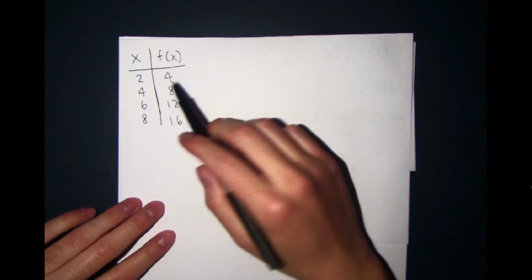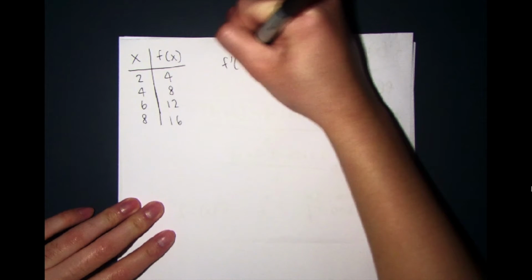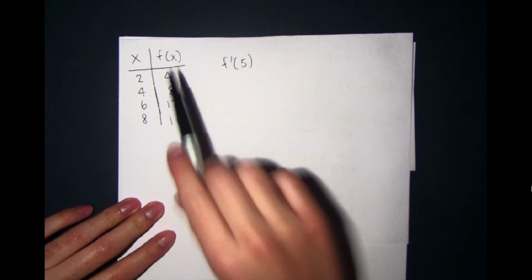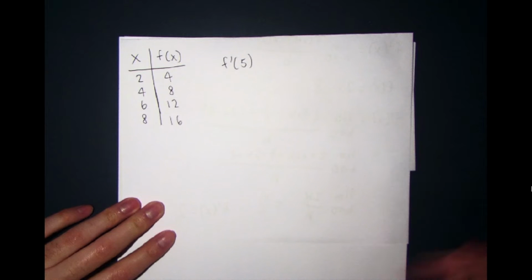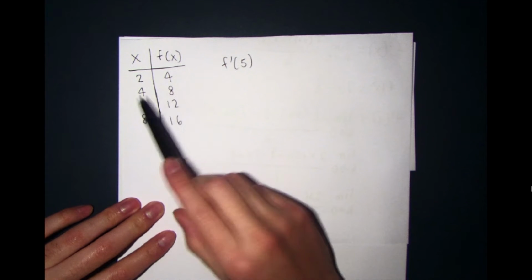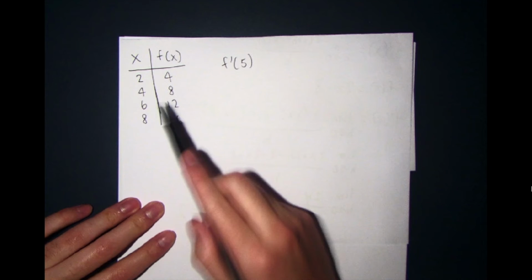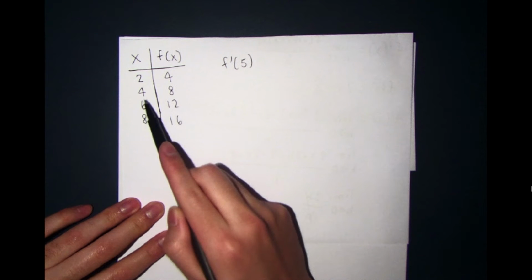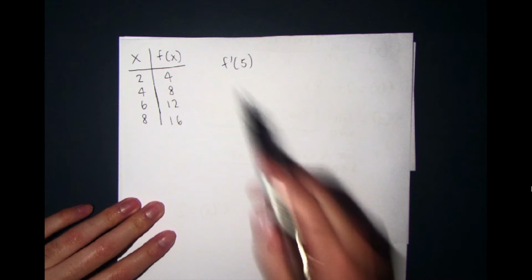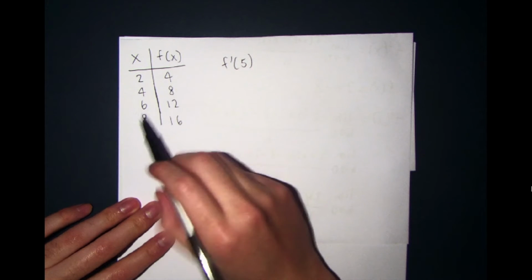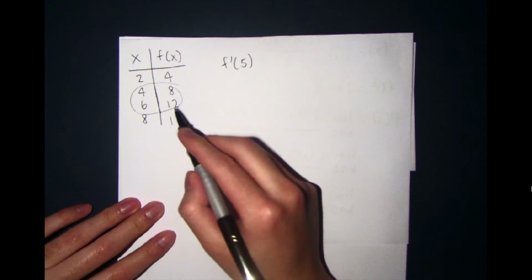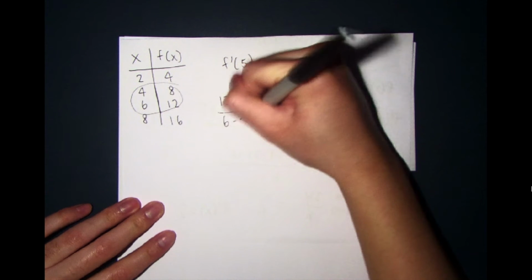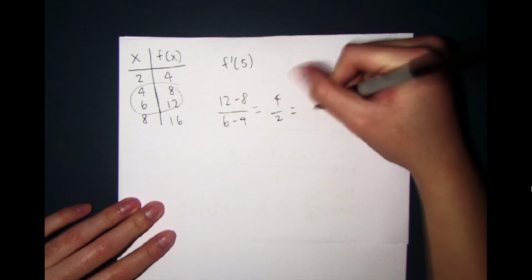So let's say you're given this table, and you're asked to find f prime of 5. But we don't have an actual function for f of x, so we can't find the exact derivative of it. So the best you can do is simply approximate it with the given information. So what you would do is find the slope from 6 to 4, because since 5 is in the middle, finding the average slope would help you best approximate f prime of 5. So you would find the slope of these 2 points. You would get 12 minus 8 over 6 minus 4, which gives you 4 over 2, and your answer would be 2.